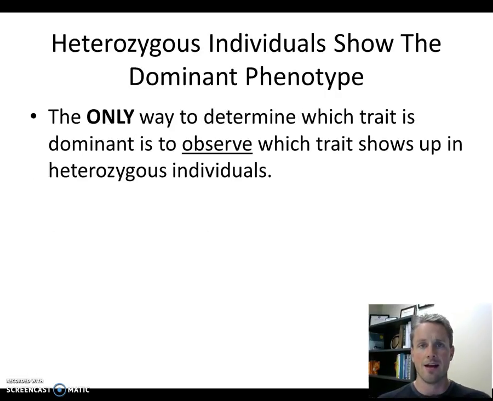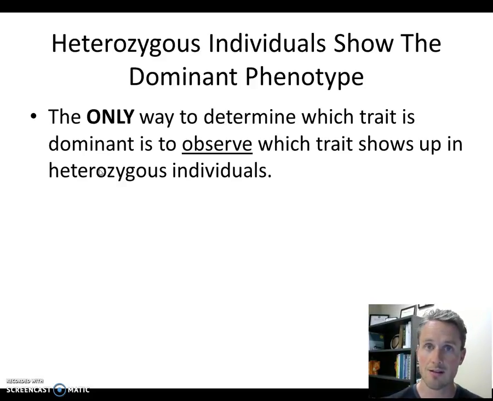So it's those heterozygous individuals that allow us to determine which is the dominant phenotype. This is a really important point I want to make. In genetics, the only way to determine if a trait is dominant is to observe which trait shows up in a heterozygous individual. So you have to do an experiment. You can't predict it. There is no way to look at the trait and determine which is dominant or recessive. You have to create a heterozygous individual and see which form of the trait they have.